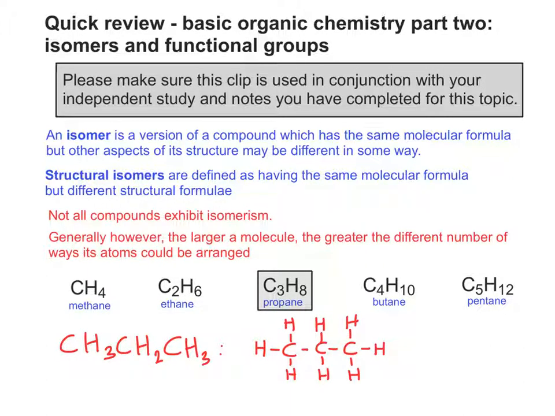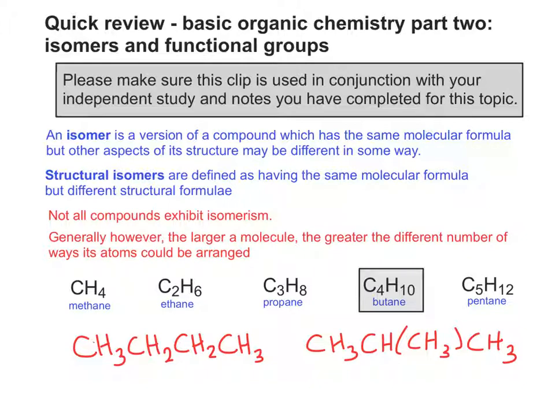When you get to CH3CH2CH3, you could be tempted to arrange the carbons in a triangle to get a different arrangement of atoms, in other words, a different structural formula. The problem is that that now isn't C3H8 anymore, it's C3H6. So we can't consider that an isomer. It doesn't match the definition of a structural isomer that's further up on the screen.